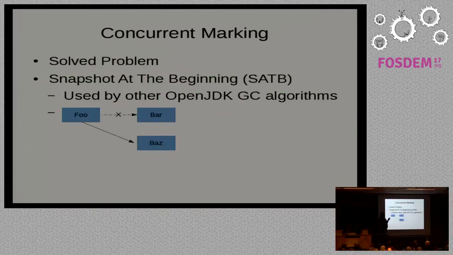So the concurrent marking part of that is a solved problem. CMS, G1, and Shenandoah all use basically the same snapshot-at-the-beginning algorithm. All that means is that if you update a pointer, it used to point to bar and now it points to baz. If you're in the middle of a concurrent marking cycle, you have to be sure that bar stays alive because it was alive at the beginning of concurrent marking. So all it is is a barrier that adds bar to the things to be marked.